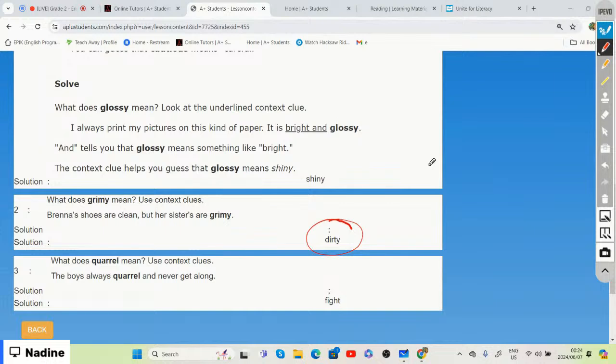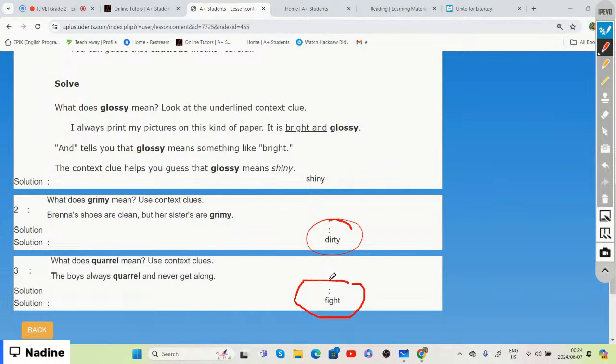So quarrel. And if we look at the word quarrel, right, then quarrel means to have a fight. Whether it is a physical fight or it is a verbal fight where you guys are just constantly arguing. So that is what quarrel means. Yes, fight is correct.